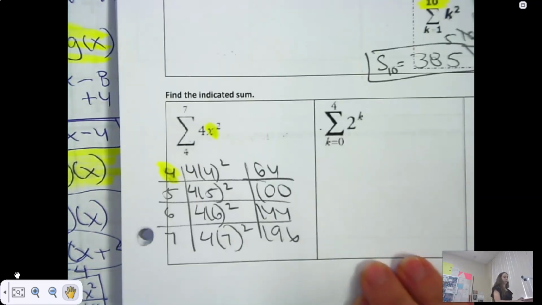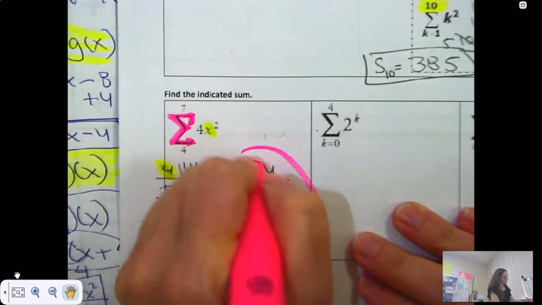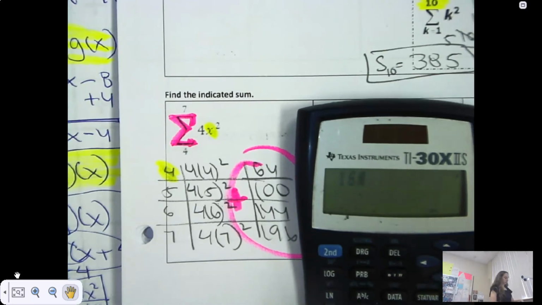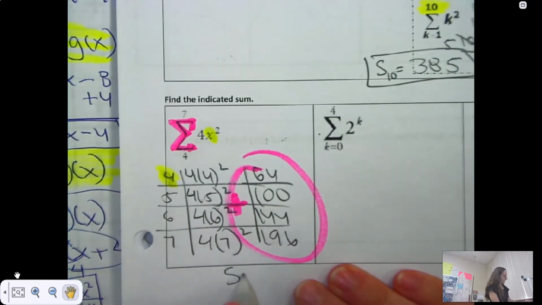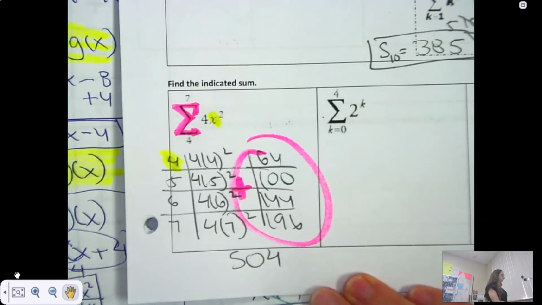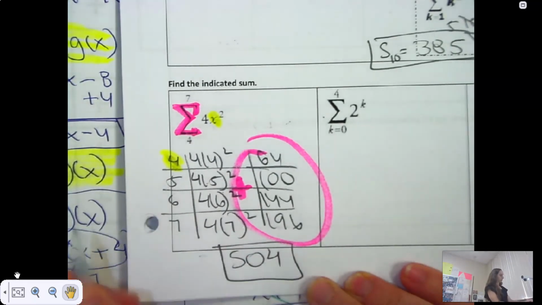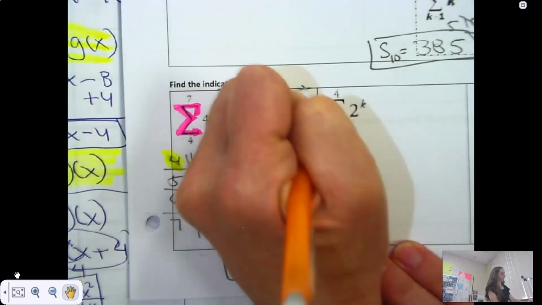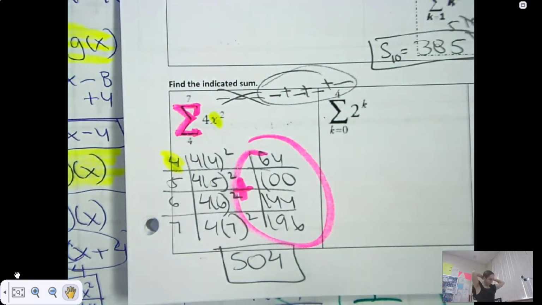And then I want you to take all of those numbers and add them all up. Okay. So I'm going to go 64 plus 100 plus 144 plus 196, and I get 504. I can't say the sum of the first 4 numbers because it's the 4th number through the 7th number. So I don't want the 1st, the 2nd, and 3rd. I want the 4th plus the 5th plus the 6th plus the 7th. That's what I want.